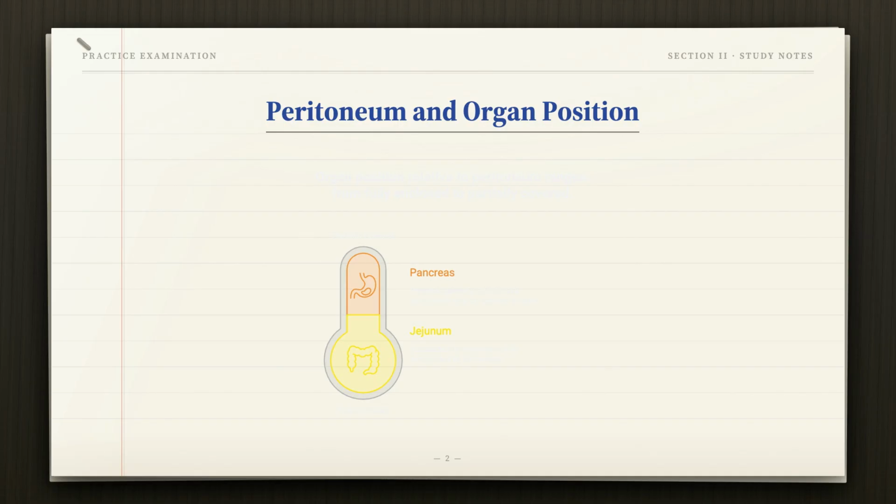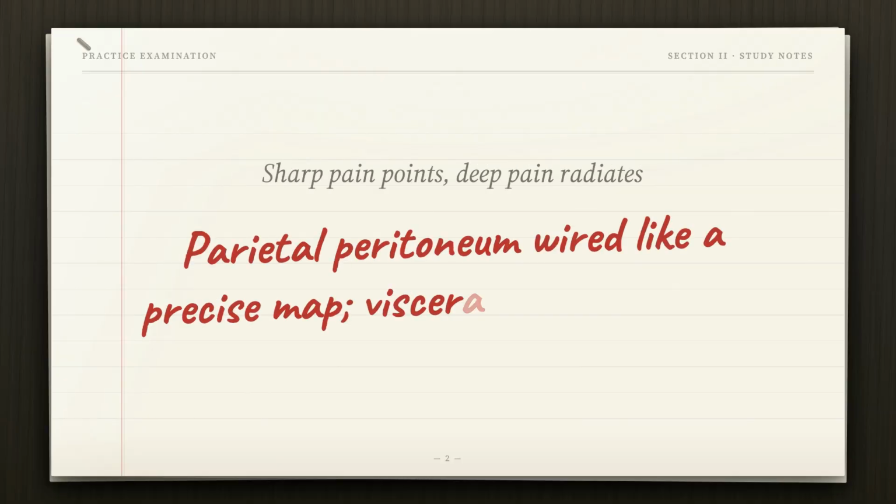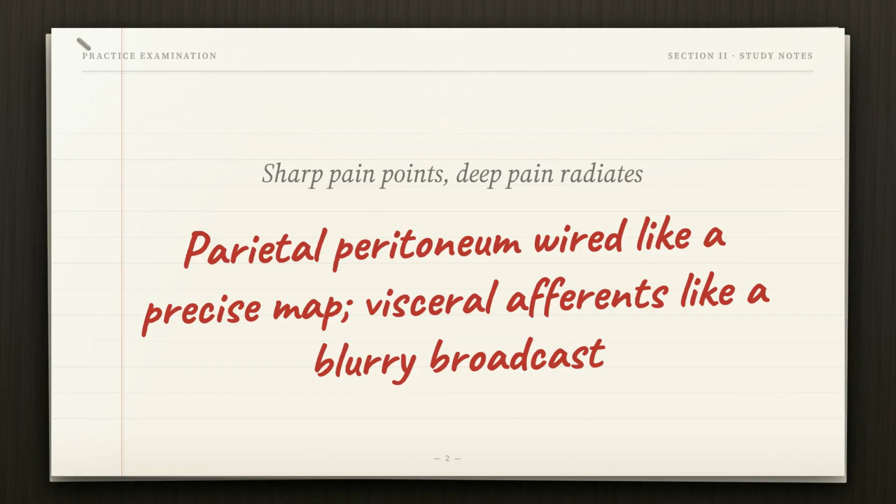The jejunum hangs freely on its mesentery, while the pancreas is pinned flat against the posterior wall, covered by peritoneum on only one side. The parietal peritoneum is richly wired with somatic nerves that pinpoint pain exactly, producing the sharp, localized ache of appendicitis. A retroperitoneal organ signals instead through visceral afferents, which are vague and refer pain to the back. Exactly why pancreatitis feels so different.